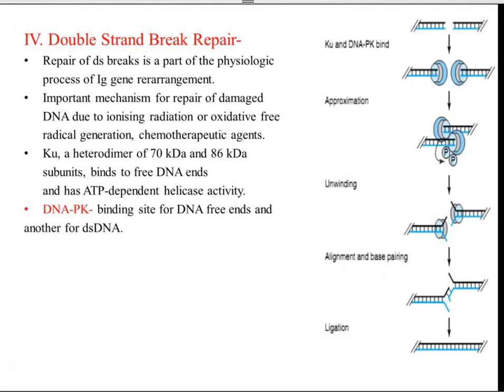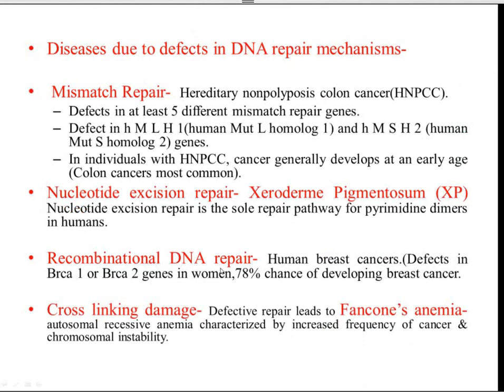Now we have some more diseases. One more is the recombinational DNA repair. Whenever recombination of the DNA takes place, it can result in a defect in the breast cancer 1 or breast cancer 2 genes in women. Women with a defect in these 2 genes have maximum chances of developing breast cancer. And this development is due to a defect in the recombinational DNA repair. Okay.